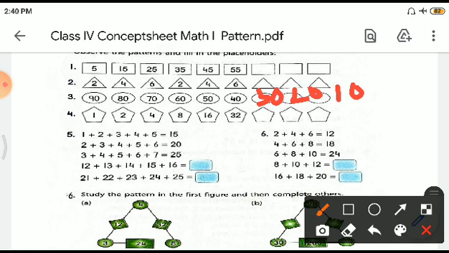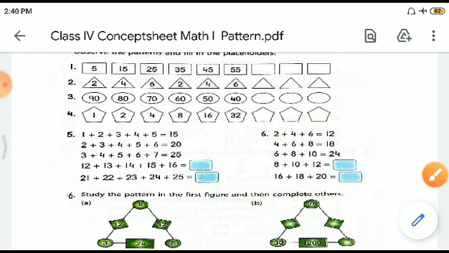Just double of the previous number. 32. After 32 will be 64. Then 128. And then 256. Okay, numbers are multiplying by 2.